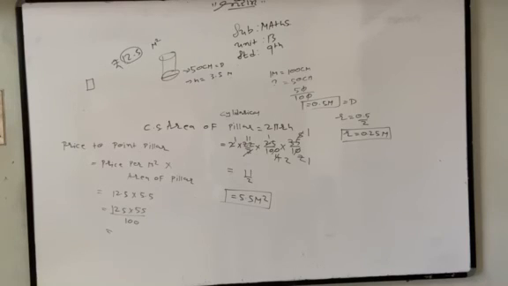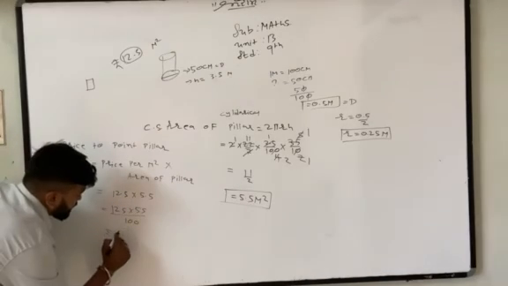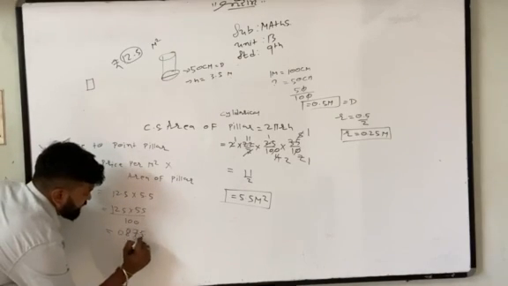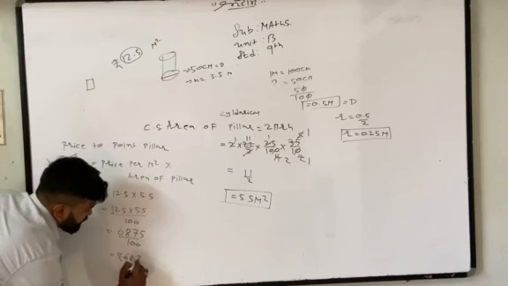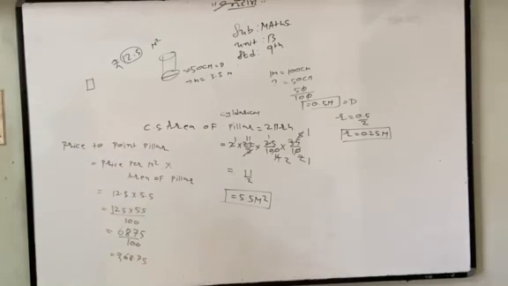The multiplication of 125 into 55 is equal to 6,875. This is equal to 6,875 divided by 100. So we can say that rupees 68.75 is required to paint a cylindrical pillar.